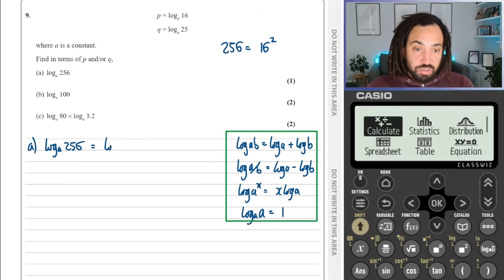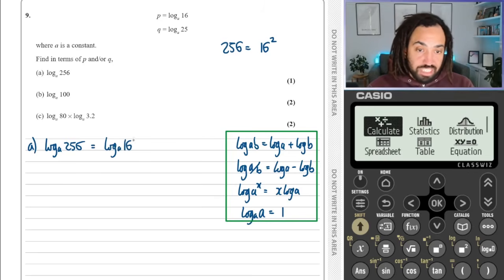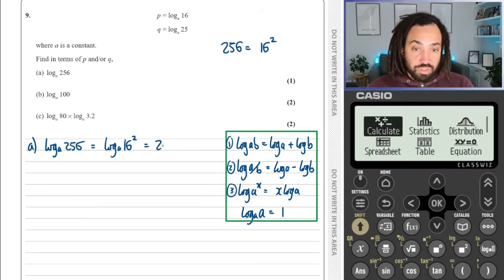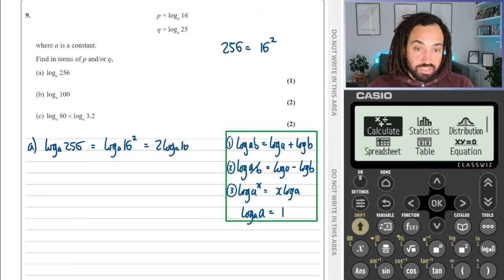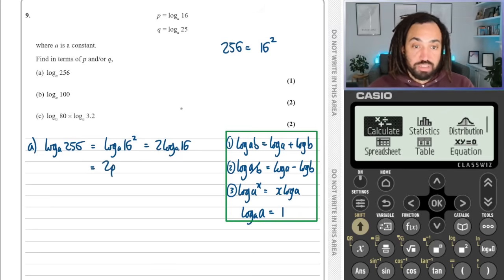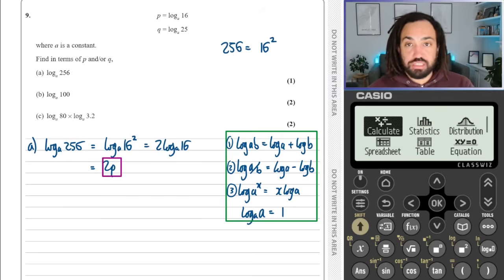So we can say this is equal to log base A of 16 squared. And then we can use rule number 3. Let me just number them: 1, 2, 3. So rule number 3 is going to tell us that this is equal to 2 log A of 16. Well, log A of 16 we know is P, so this is just 2P. Okay, great.